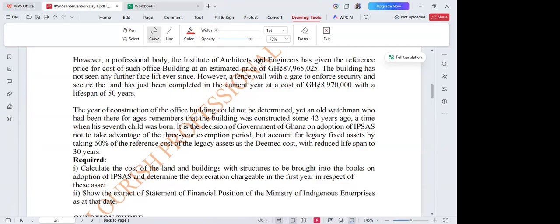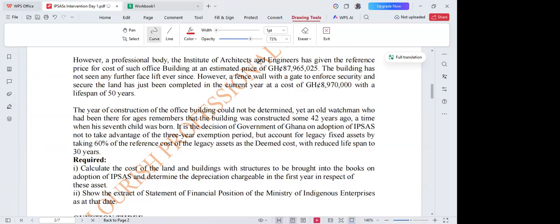Required. I. Calculate the cost of the land and buildings with structures to be brought into the books on adoption of IPSAS and determine the depreciation chargeable in the first year in respect of these assets. II. Show the extract of the statement of financial position of the Ministry of Ingenious Enterprise as at that date.